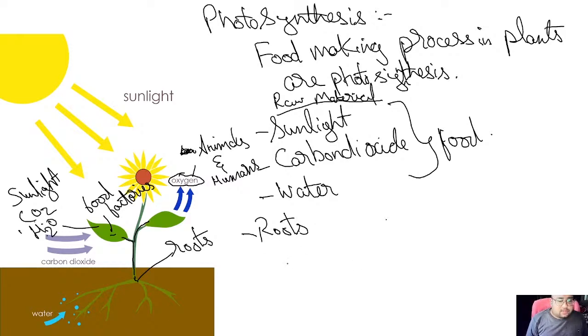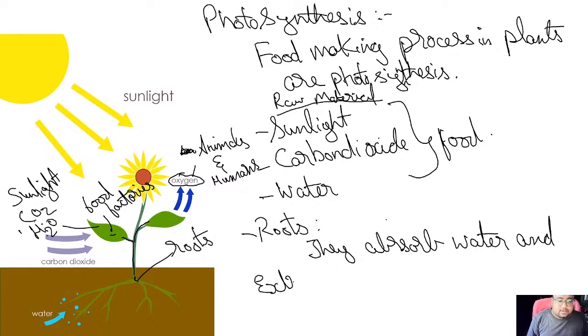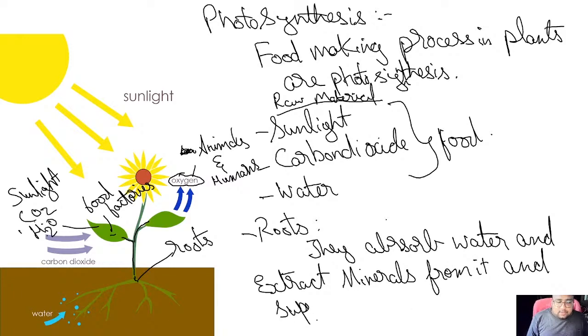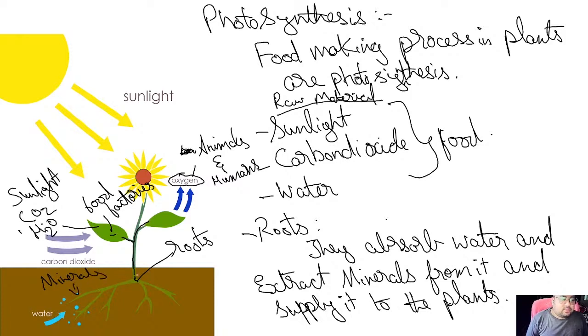So roots absorb water and extract minerals from it and supply it to the plants. This is what the roots do. It absorbs water and extracts minerals. Whatever minerals are present in water, it extracts all of them and supplies the minerals to the leaves.